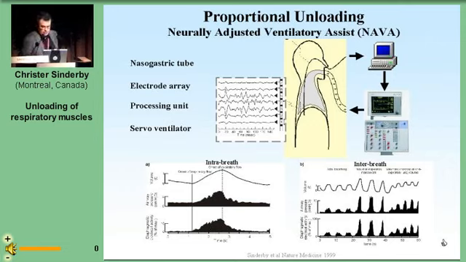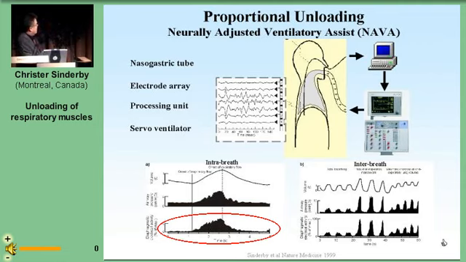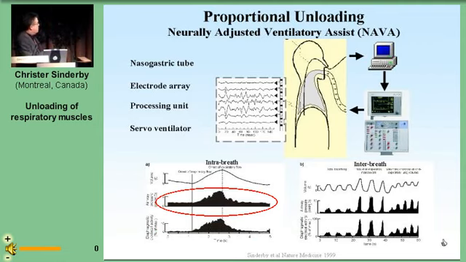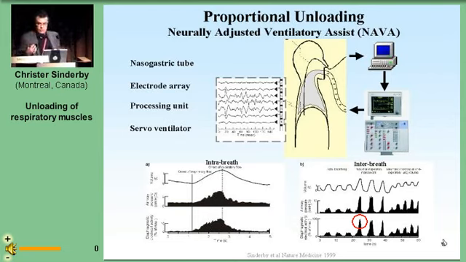To answer this question, I will show some of the graphs that we have obtained with neurally adjusted ventilatory assist, which is a new mode of ventilation where we put down a catheter and measure diaphragm EMG. We use an electrode array. We process our signals. We use a servo ventilator to feed back the pressure to the patient. What we get is that when the diaphragm electrical activity goes up, the assisting pressure goes up. So we have an assist which is proportional to the patient's effort, neural effort, I think.